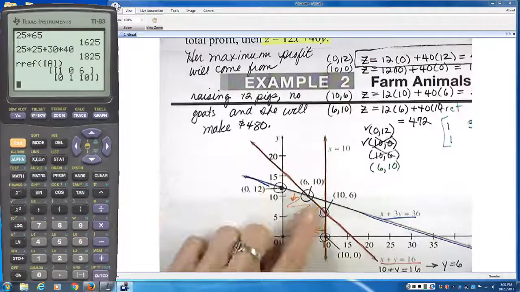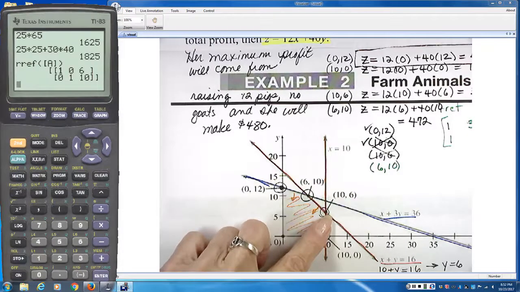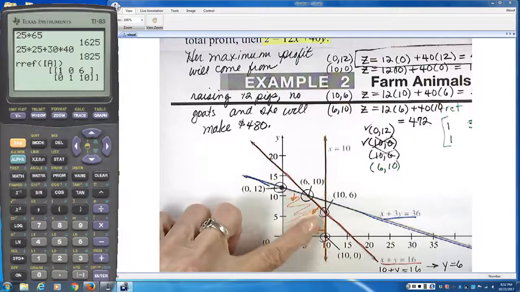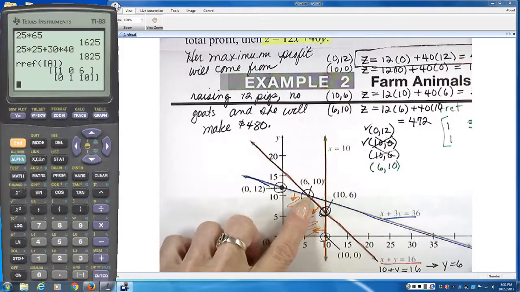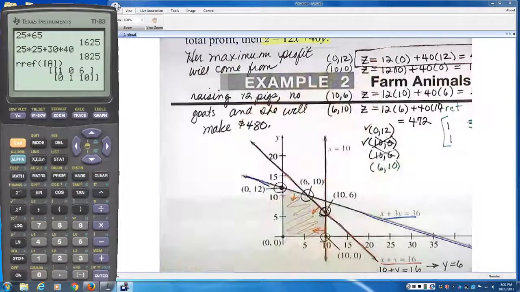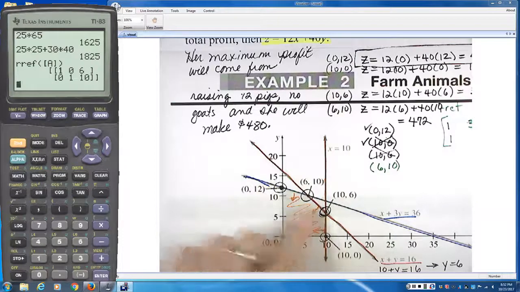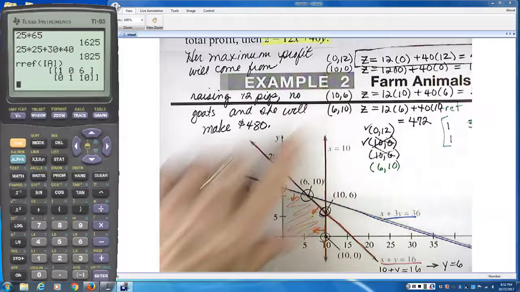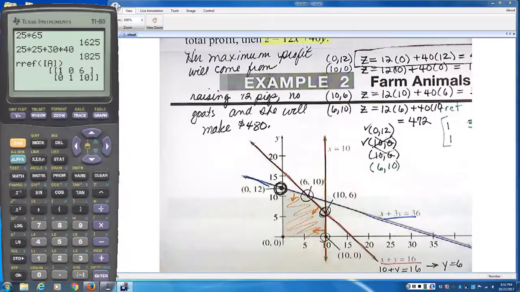So remember what I told you about, that it wasn't always going to be one of the intersection points? Sometimes it's going to be one of your, this time it actually is an intersection point, but it isn't the one that looks like it ought to produce the most. Because this point, if you think about it, looking at that graph, is higher than the other one. But because of the ratio of profit for the pigs and the goats, this actually produces more money. I'm sorry, not that one. 0, 12. This one actually produced the most profit. Okay?